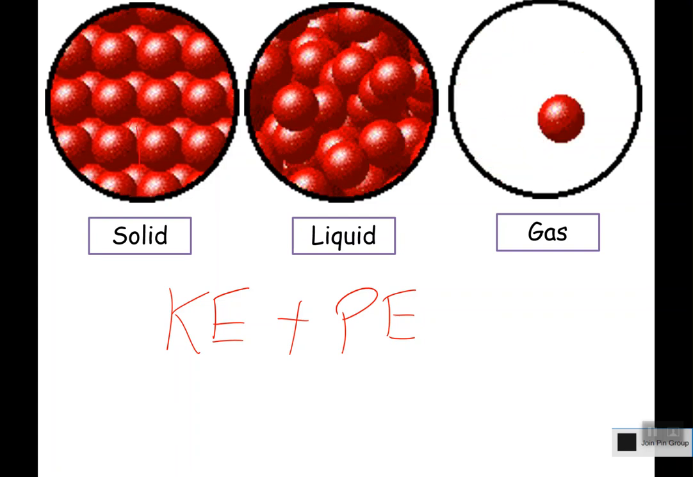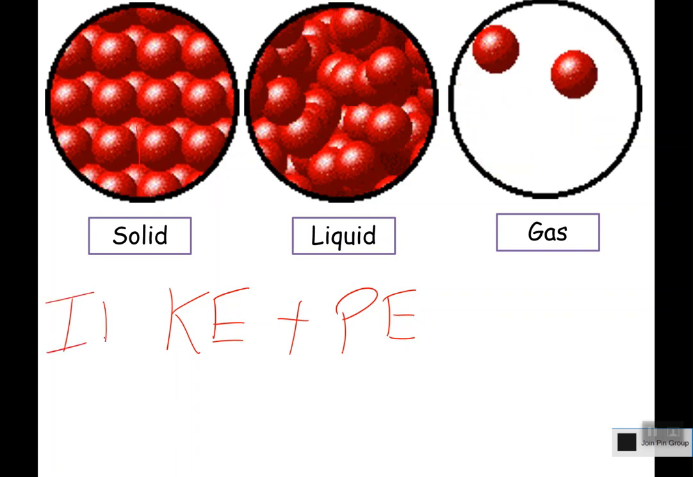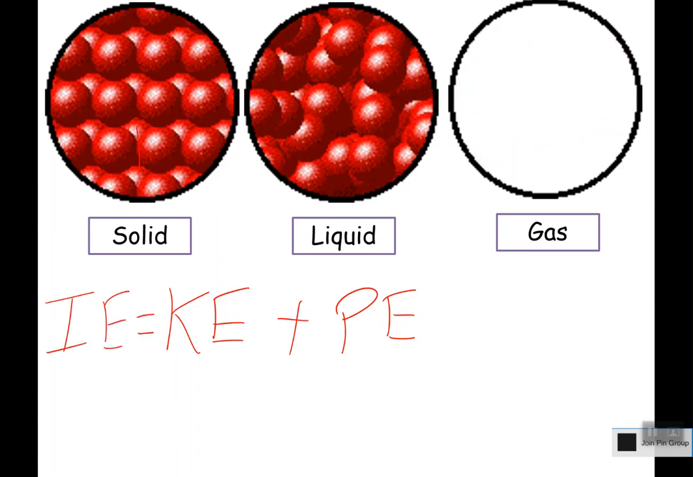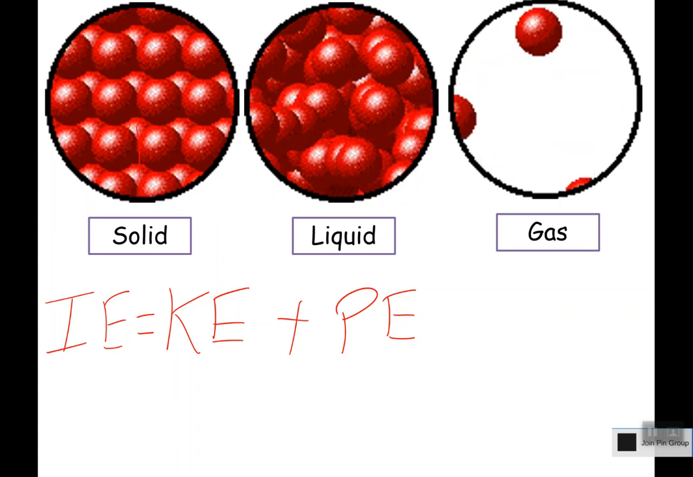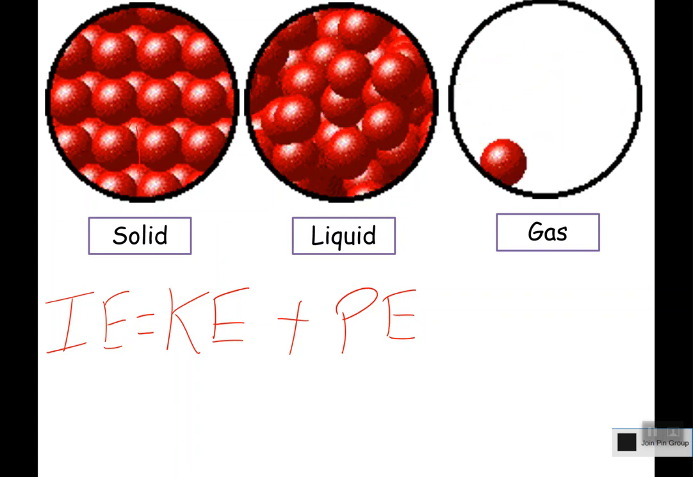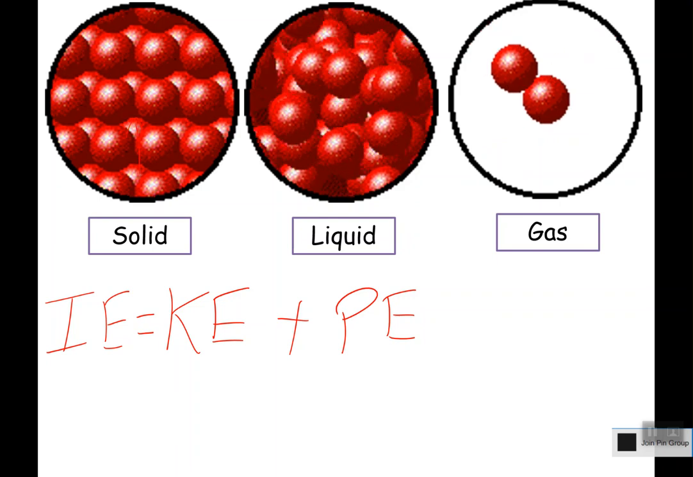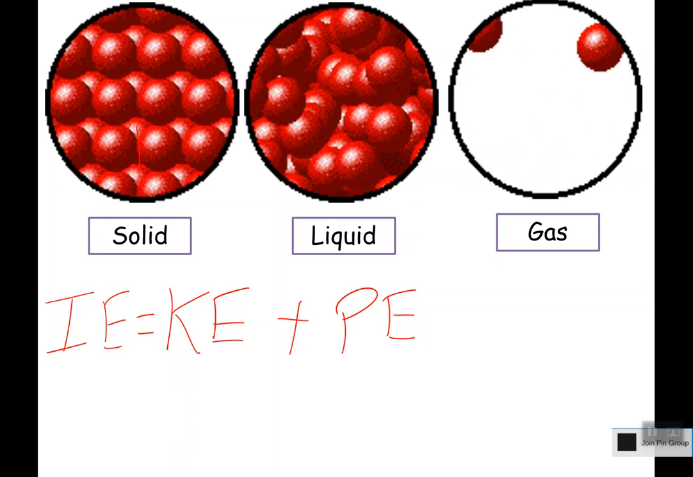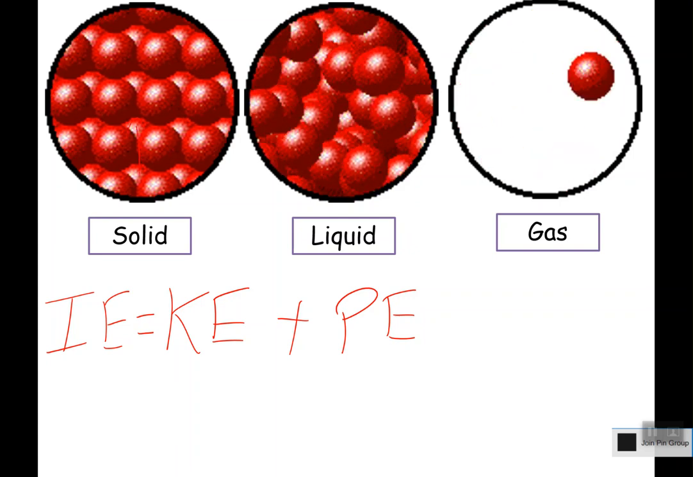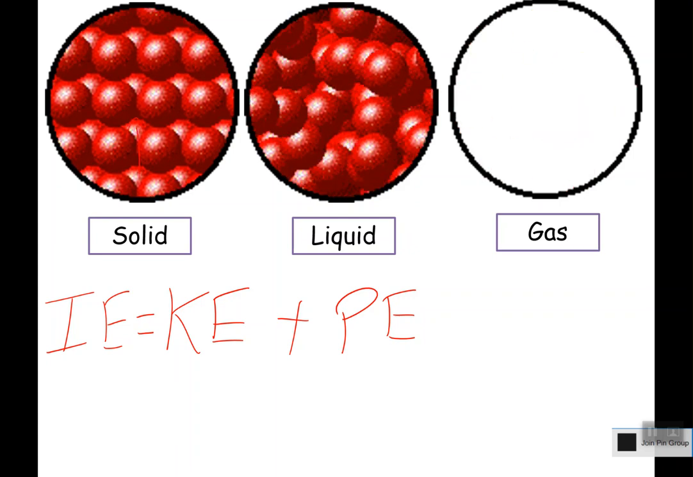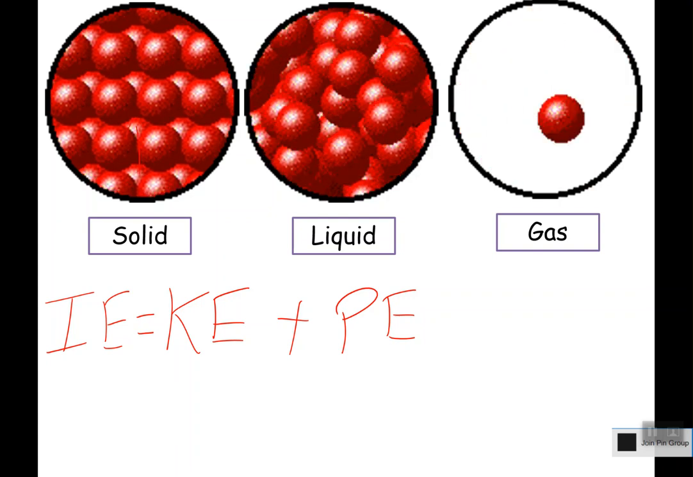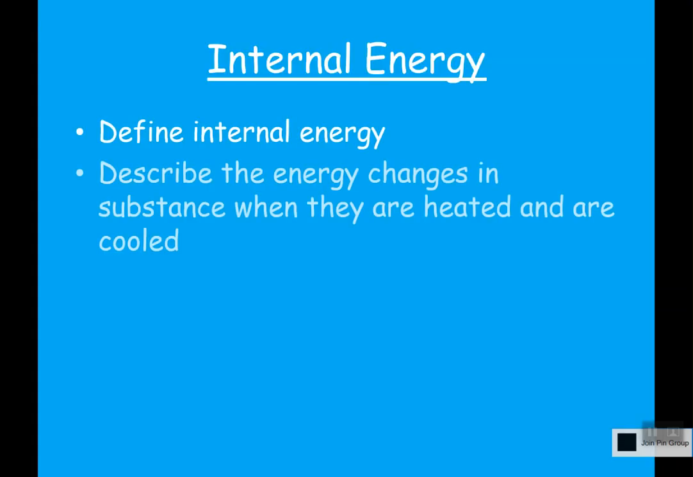So internal energy is essentially the sum of these. It's the total kinetic energy and potential energy of the particles. The kinetic energy relates to how fast the particles are moving, and potential energy relates to the energy stored in the bonds, so gases have a lot of energy stored, hence they don't have bonds holding them together. So that is how you define kinetic and potential energy, and internal energy: the sum of the kinetic and potential energy in a substance.